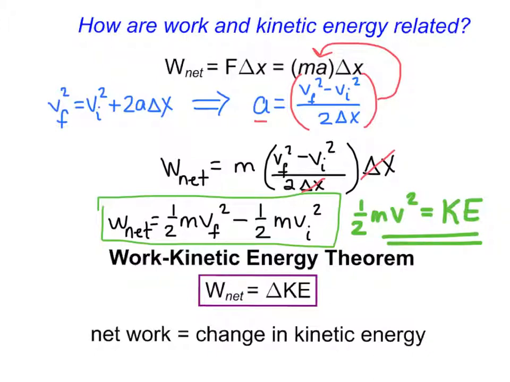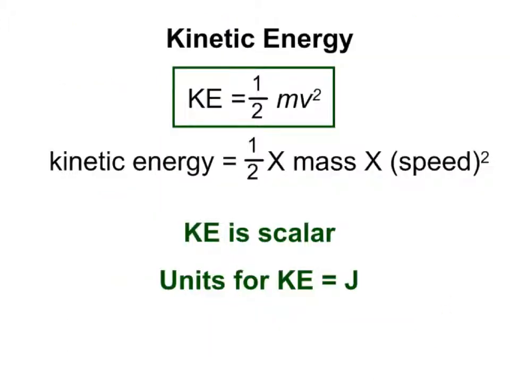And we will talk about the work kinetic energy theorem in a moment after we make a few more comments about kinetic energy. So here it is rewritten. Kinetic energy equals 1/2 mv squared. It is the 1/2 times the mass of the object times its speed squared. Kinetic energy is a scalar quantity, and the units for kinetic energy are the joule. Recall that joules are also used as the basic unit for work.